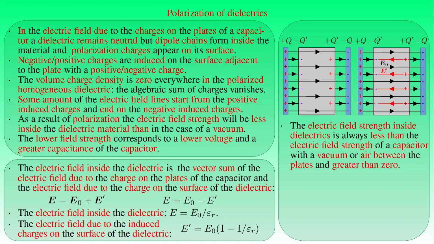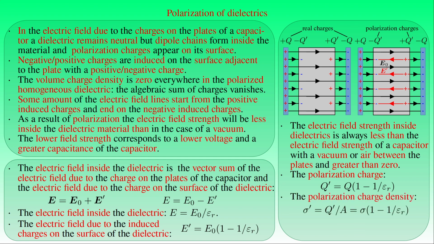The charges plus Q' and minus Q' induced on the surface of the polarized insulating material that produces the electric field E' are also known as polarization charges, whereas the charges plus Q and minus Q producing the electric field E naught between the plates of the capacitor are called real charges. The difference between the real and polarization charges producing the electric field E in the dielectric are called free charges as well. We can also derive the relation between the polarization charges Q' induced on the surface of the dielectric and the real charges Q, and find that Q' is equal to Q times 1 minus 1 over epsilon r.